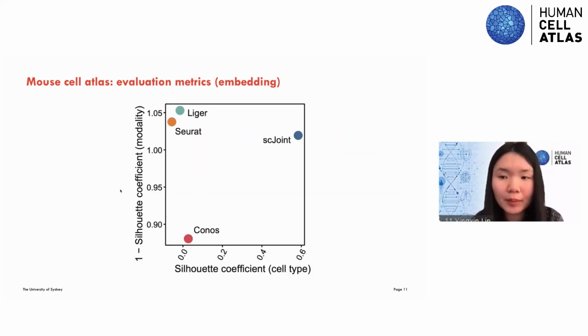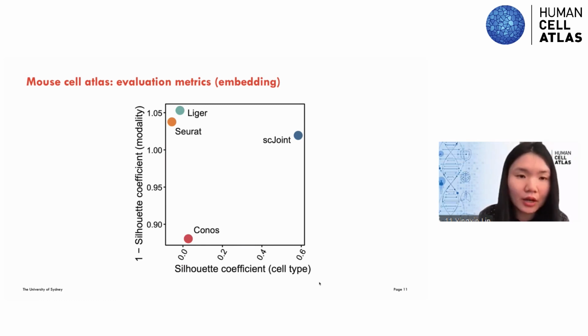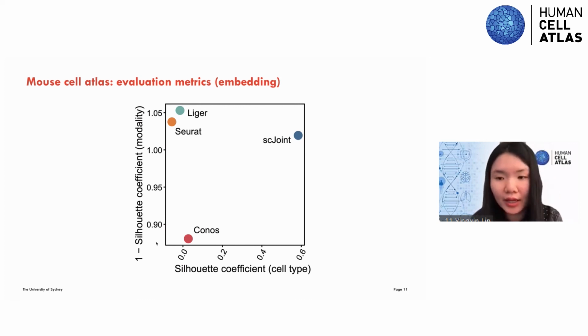This observation can be confirmed by the evaluation metrics. Here we use a silhouette coefficient to evaluate how good the joint embedding of different methods is in preserving the cell type signals and removing batch effects. For the x-axis here, a higher coefficient indicates the cells of the same cell types are staying closer to each other, while a higher y-axis here indicates how well batches are mixed. Therefore, the best method should be in the top right corner, which is scJoint, as it achieves the best performance in balancing the modality effect removal and cell type signal preservation.